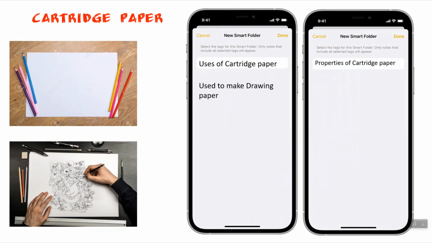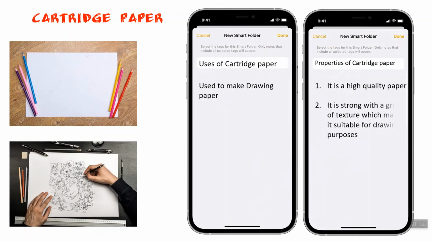So properties of cartridge paper. It is a high quality paper. It is strong with a grade of texture which makes it suitable for drawing purposes. It is available in different thicknesses and is sold in terms of weight, gram per meter square.